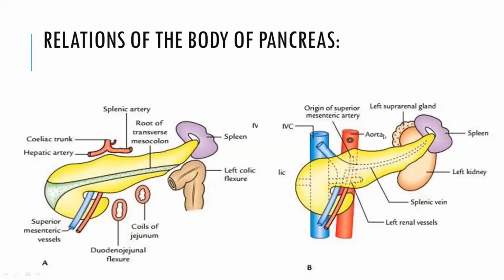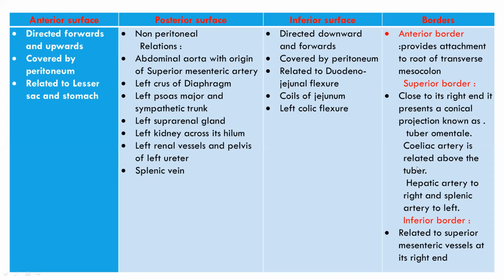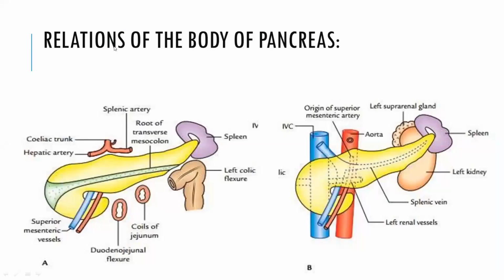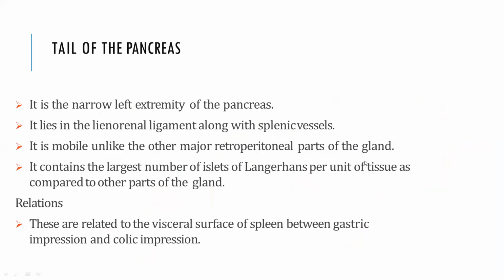So these areas, the left suprarenal gland, left kidney. So these were the surfaces and borders, nothing but external features related to the body of pancreas. You can see here the celiac trunk, hepatic artery, splenic artery, and some superior mesenteric vessels. The inferior surface is related to the left colic flexure, coils of jejunum, and duodenojejunal flexure, and these are the posterior relations related to the body of pancreas.